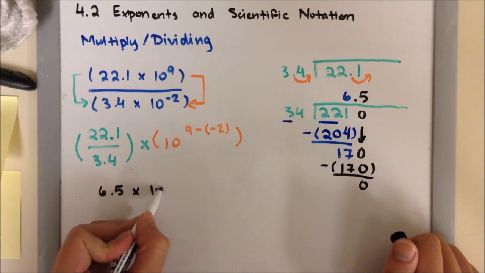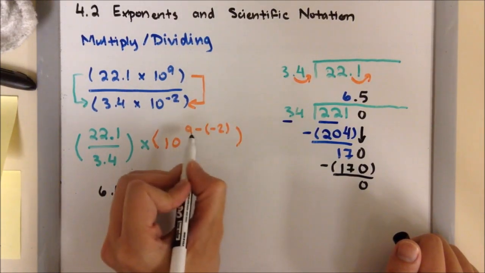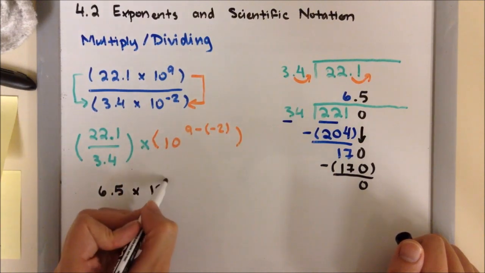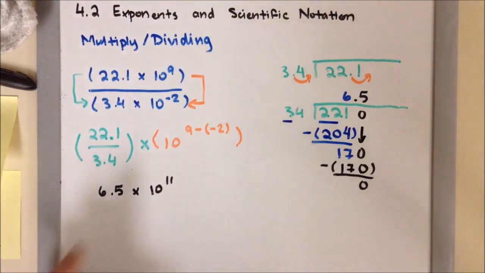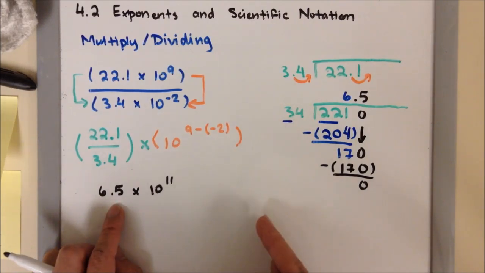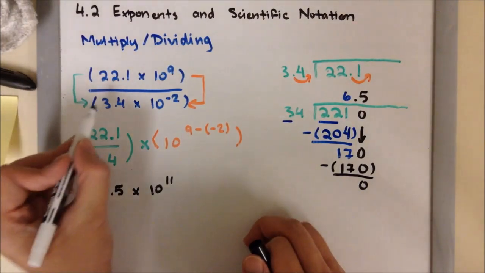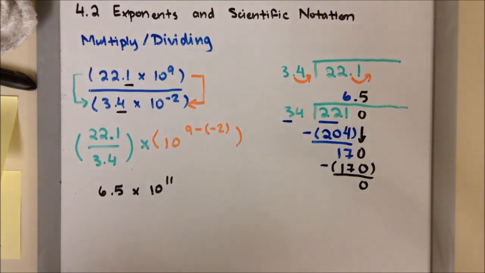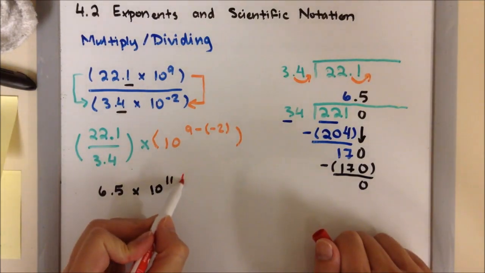times 10. Simplify the exponent, so 9 minus negative 2 is actually 9 plus 2, which is 11. I don't have to mess with my 6.5 because it's a number between 1 and 10, and it's one decimal place. That's the least decimal place from the given problem. So my final answer will be 6.5 times 10 to the 11th power.